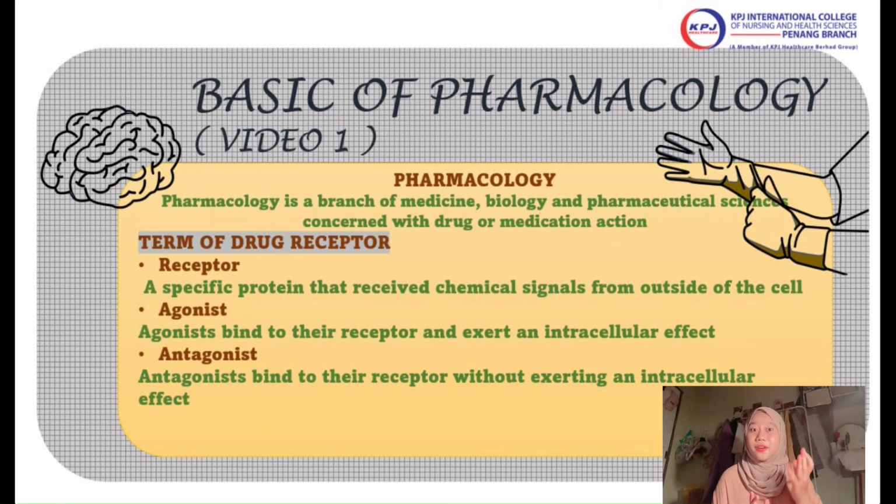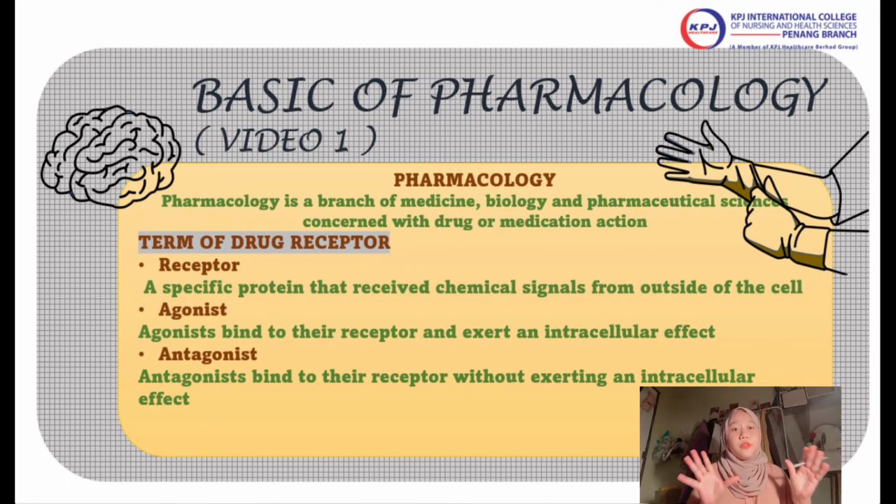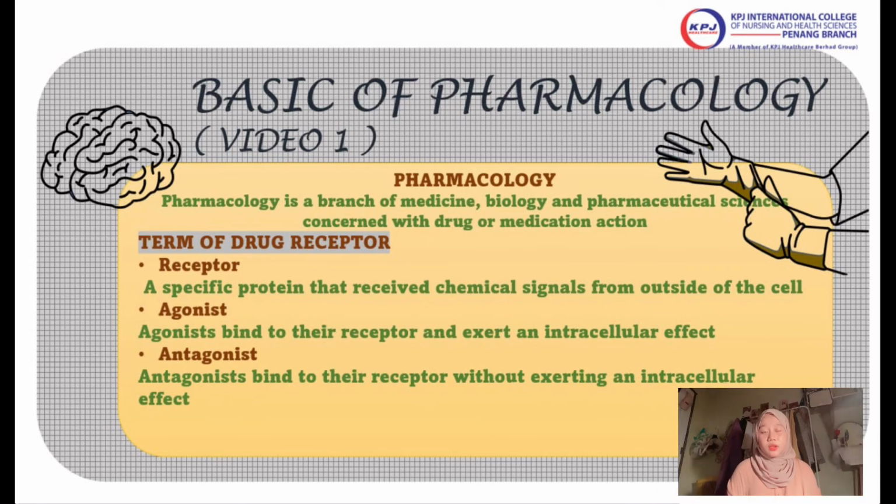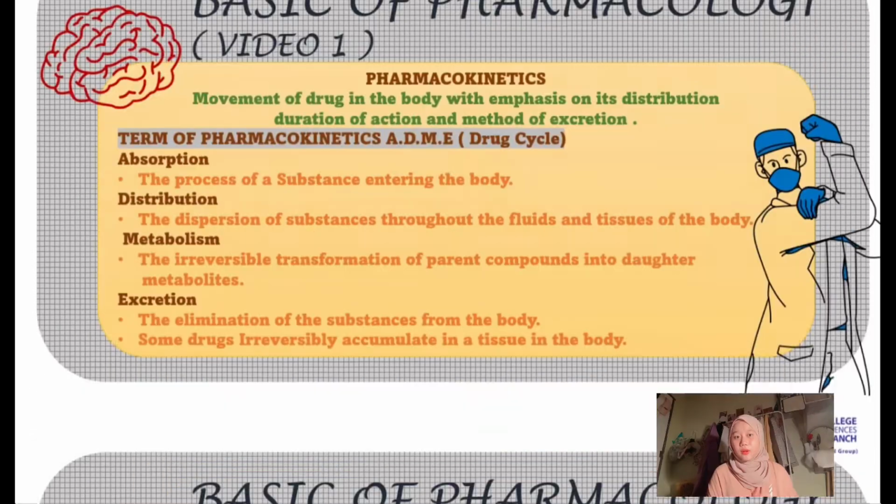Next, we have agonists. Agonists bind to their receptor and exert an intracellular effect, such as drugs that stimulate receptors. For example, caffeine. We also have antagonists. What is an antagonist? Antagonists bind to their receptor without exerting an intracellular effect, such as alcohol.